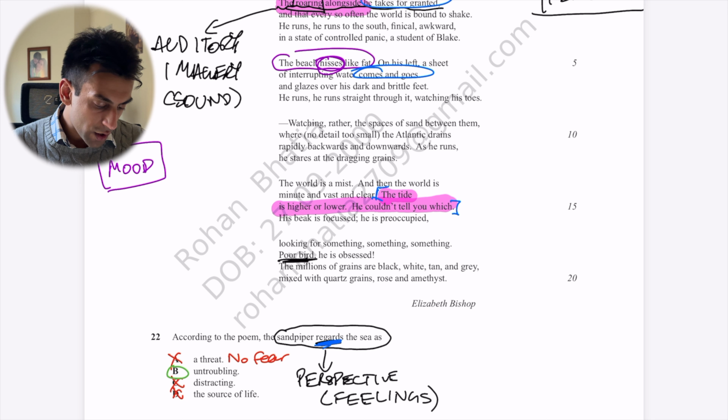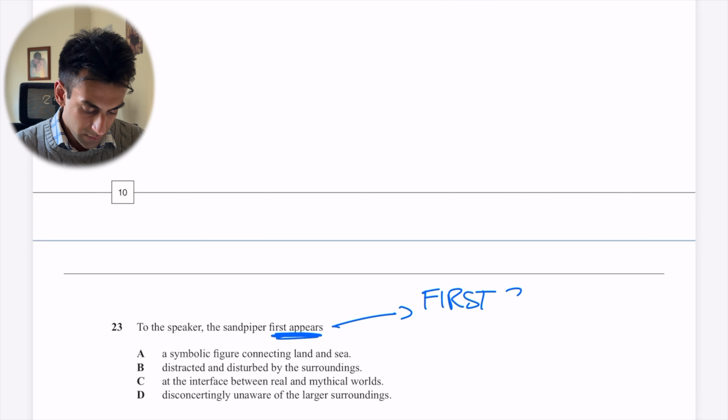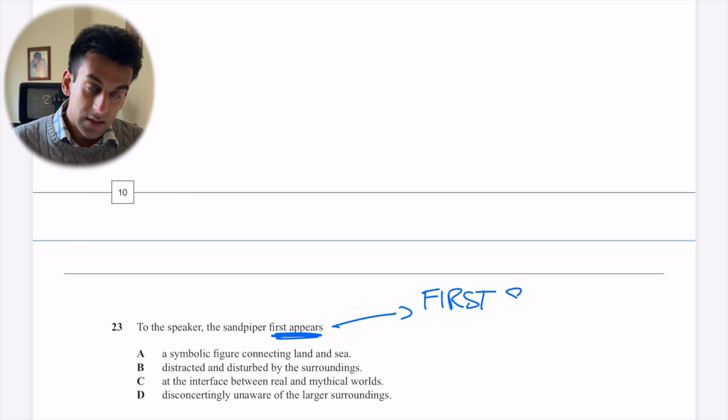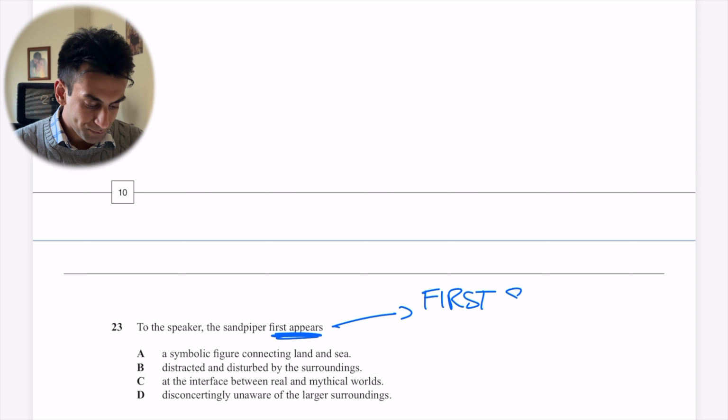Okay, let's do one more question. So let's do 23 as well here. So to the speaker, the sandpiper first appears. So remember, first appears. This is going to be a question from the start of the poem. Okay, so there's no point looking here to find evidence for this one. It's going to be at the start of the poem.